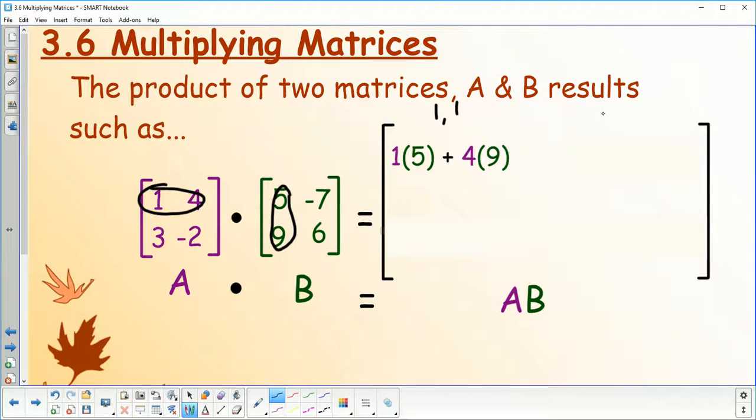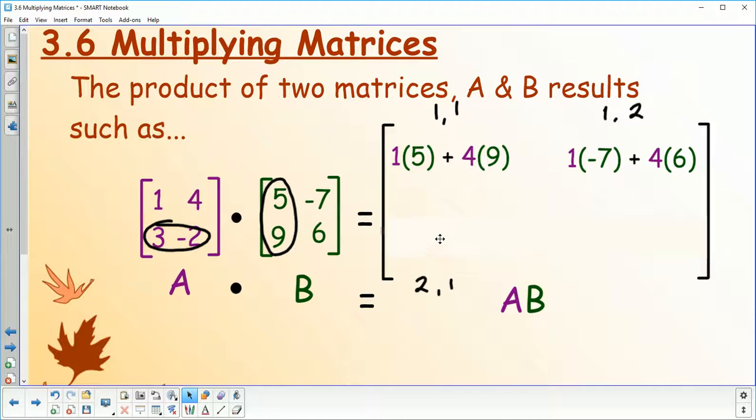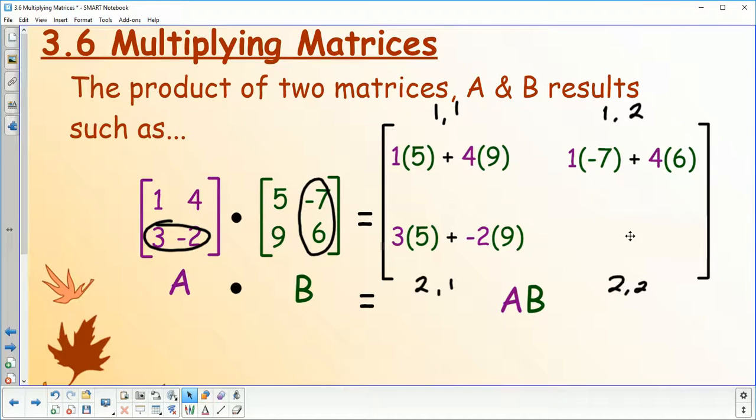If I want to do still row 1, but now I'm in column 2, well, that's going to change this. I'm still going to work with row 1 from A, but now I'm going to use column 2 from B. So 1 times negative 7 plus 4 times 6. And then if I'm going to do 2, 1, so now I'm going to move this to row 2, and I'm going to move this to column 1. So 3 times 5 plus negative 2 times 9. And then if I want the last position here, I'm doing 2, 2. So row 2 times column 2. And that's going to give me 3 times negative 7 plus negative 2 times 6.